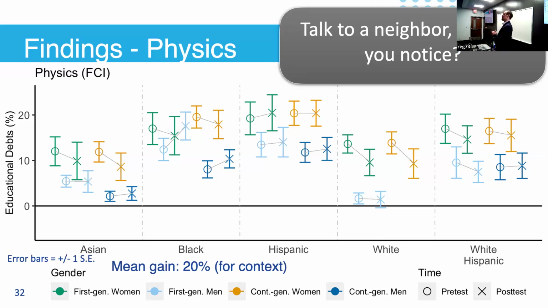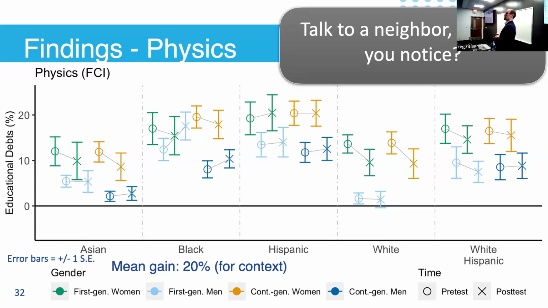Okay, other things we notice here? First gen white men. The educational debt is really close to zero. Yeah, so these are pretty close to zero, right? One thing I think we notice in general is the difference between first gen and continuing gen. There are differences, but it's not huge. It is consistently worse for first gen students, but not as big as the inequities due to sexism. Those are much larger inequities.